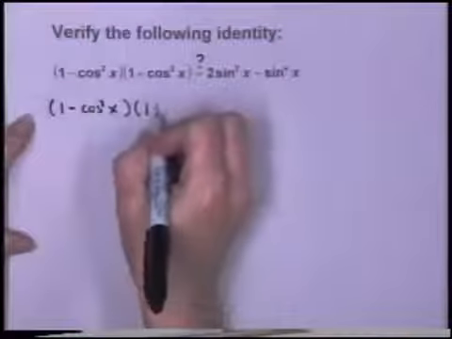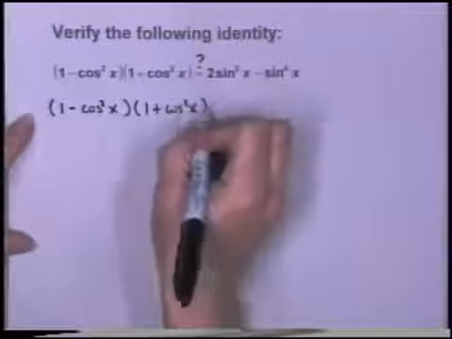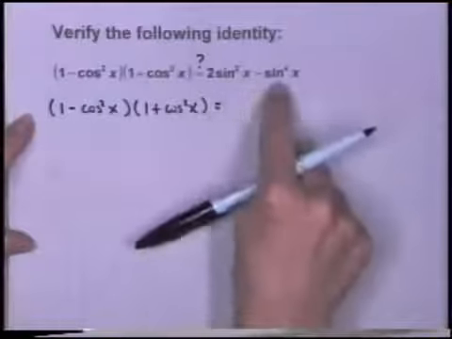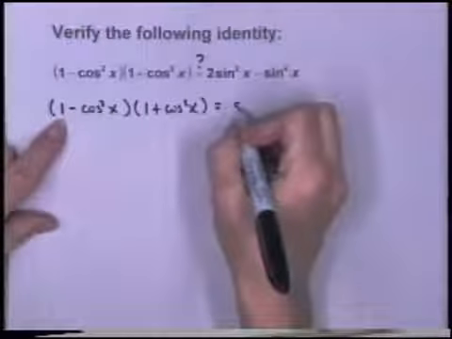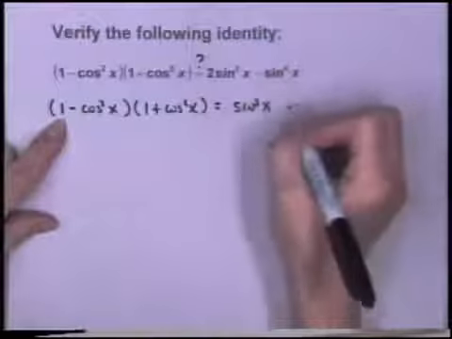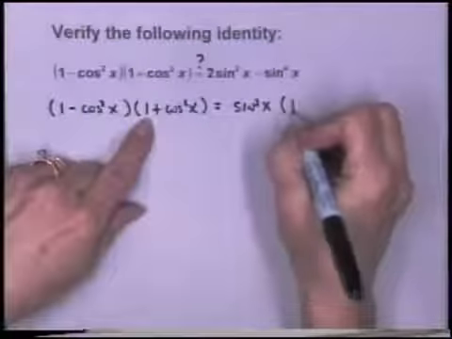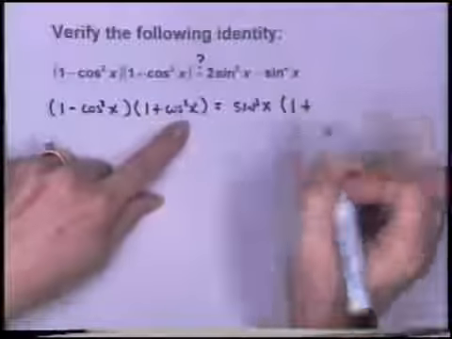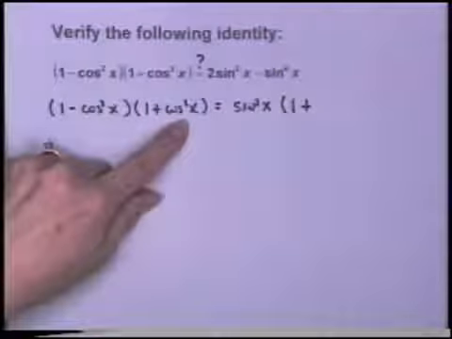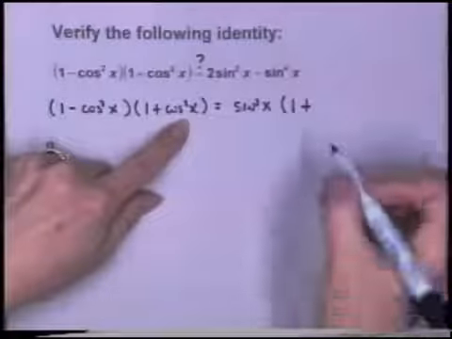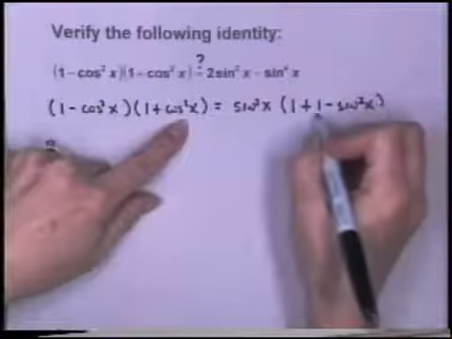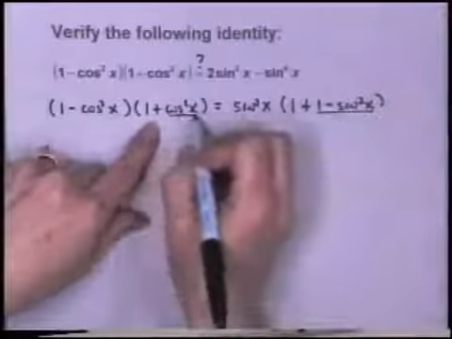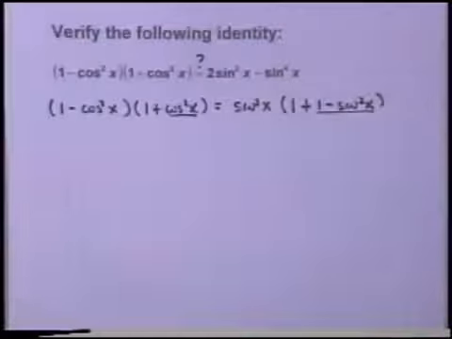1 minus cosine squared x times 1 plus cosine squared x. And since I'm trying to get this in terms of sine functions, I'm going to convert everything that I can think of. Well, 1 minus cosine squared x is sine squared x. And let's look at this other factor. I have this 1, which I'm going to bring down, plus... well, what can I substitute for cosine squared x? Remember those alternate forms of our identities. Cosine squared x is equal to 1 minus sine squared x. So I'm going to put that in. Notice this 1 minus sine squared x is replacing this cosine squared x here.